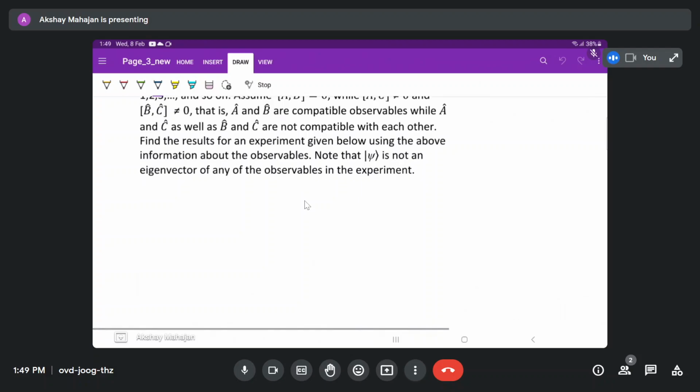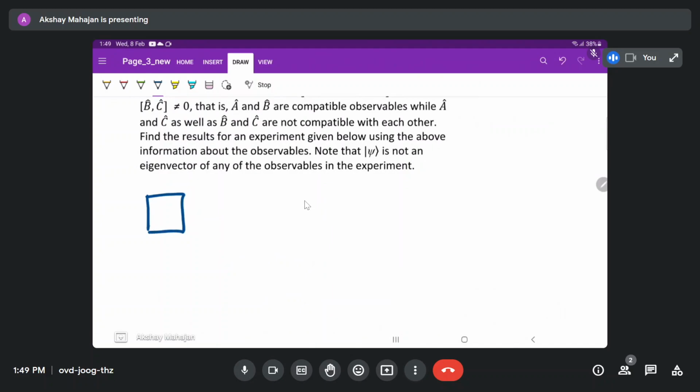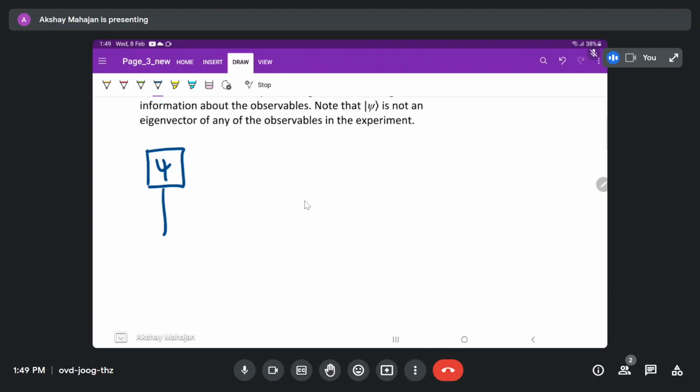Now we have to find the results for an experiment that I am going to draw, a thought experiment. Let's say we have our system in state psi, and it's given that psi is not an eigenvector of any of these observables. We use the operator A, and then we apply operator B. If it is a momentum operator, we are trying to measure the momentum of the state of our system, or if it is a kinetic energy operator, we are trying to measure the kinetic energy.